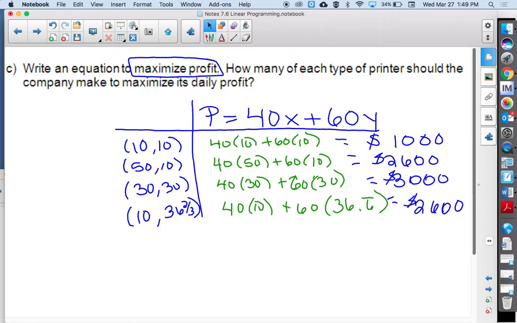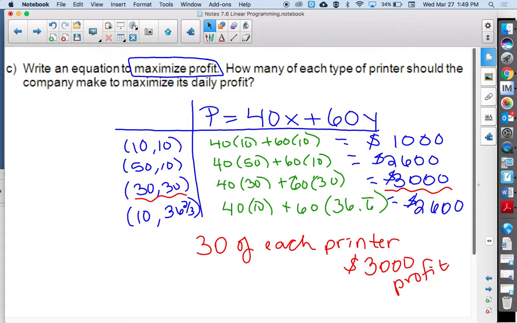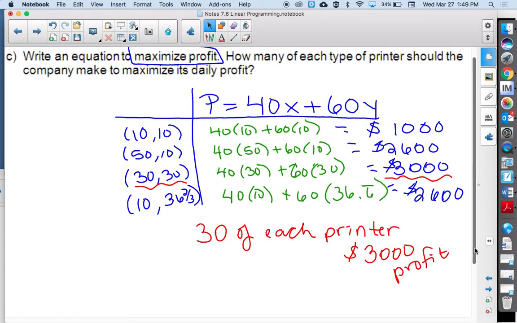So if you wanted to make the most profit, $3,000 a day would mean that we would make 30 of each printer, since that ordered pair was 30, 30, for a profit of $3,000. Which probably isn't too bad for a small company, $3,000 at the end of the day. $15,000 at the end of the week.